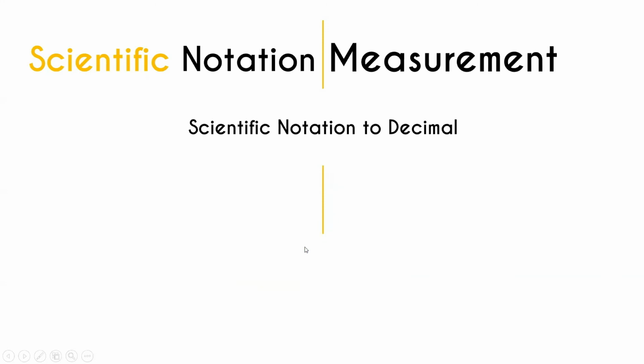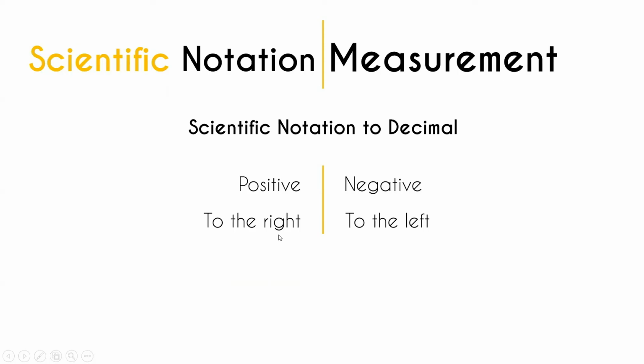Remember, a positive exponent, anong ibig sabihin ng positive exponent? It means big number. Okay? And ang negative exponent, it means smaller number. So, titingnan natin ngayon. So, if that is positive, you move that to the right, kabaliktaran kanina. If that is negative, you move that to the left.